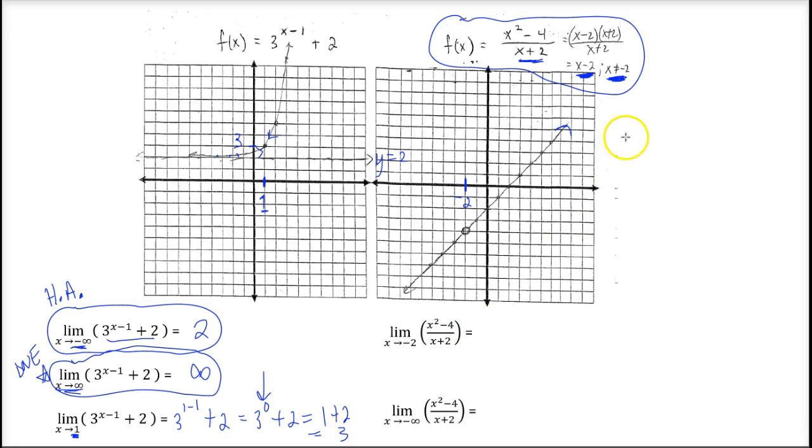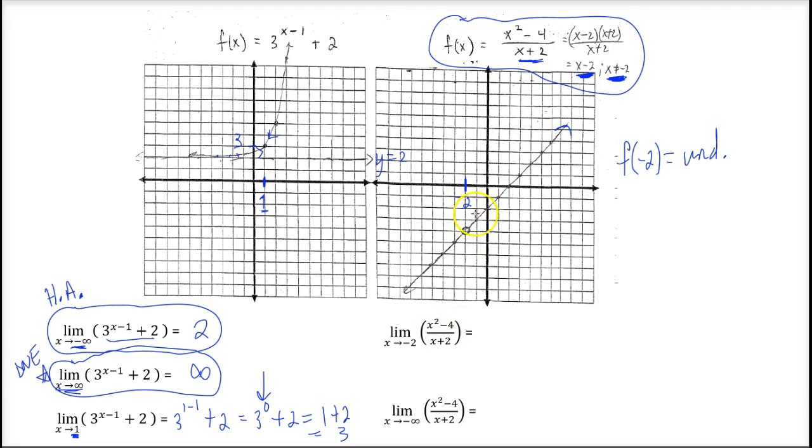Now, here's a situation I was talking about, where this particular function is undefined at the x value -2, but we're going to be able to answer the limit of this function with a real number.